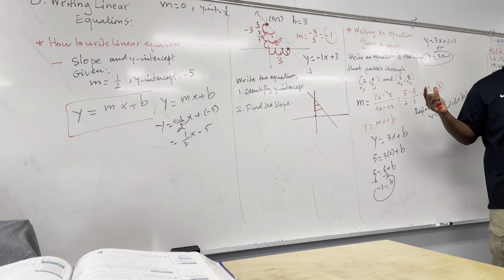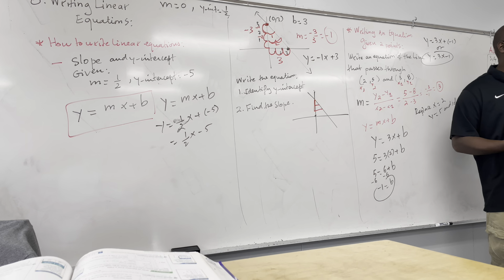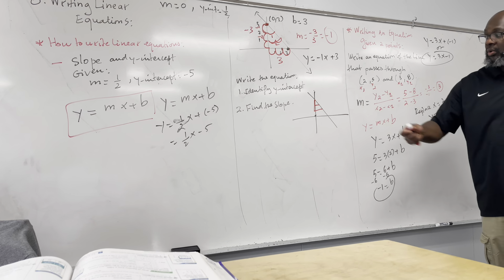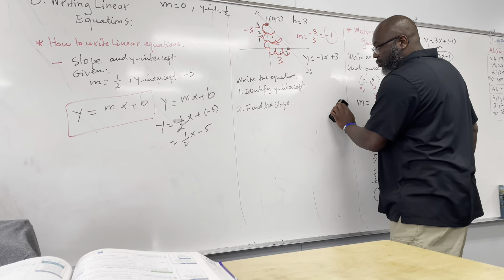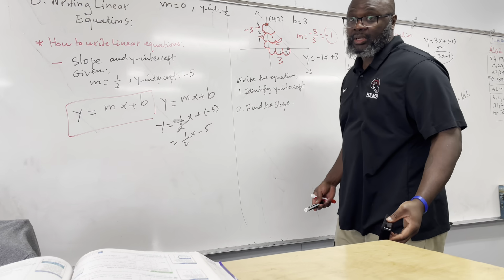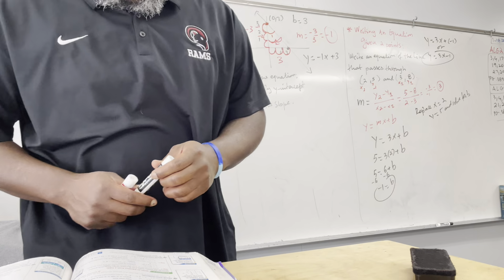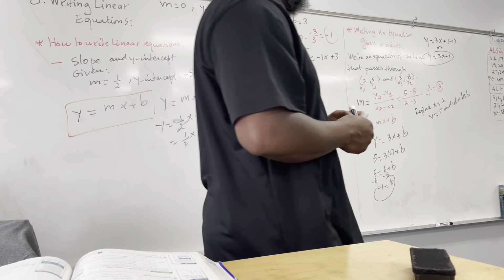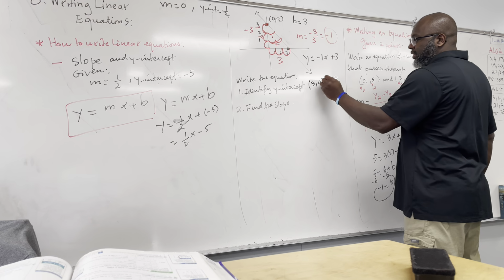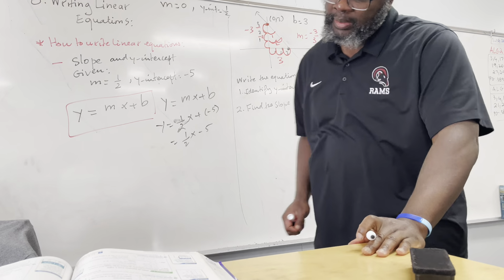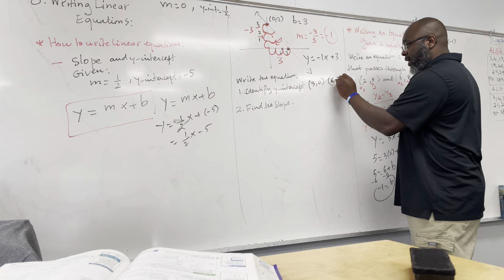Now, this problem here is pretty easy. We're going to do some more like this so that you understand it. I'm going to give you a couple more to work with, because sometimes you get a fraction. And I know you guys love fractions. So let's find the equation of the line that passes through (3, 0) and (6, -3).